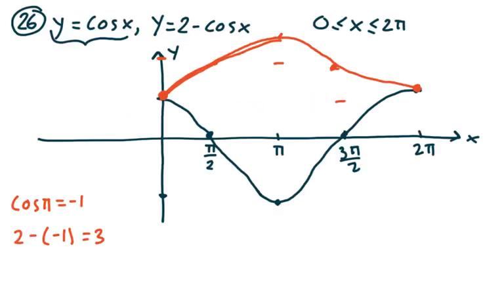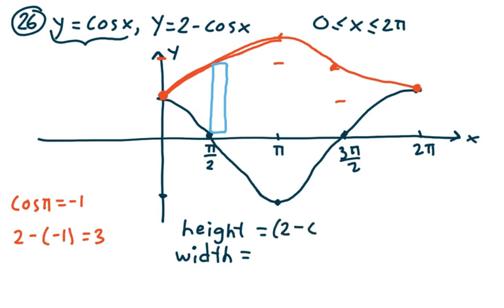Now, check this out. If we draw a rectangle here, I want to know what's the height, and then what's the width. And I'm going to do this every single time. So the height: the top function is 2 minus cosine x. The bottom function is cosine x. So it's 2 minus cosine x, the top function, minus the bottom function. The width is dx.